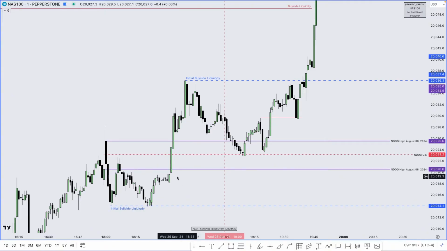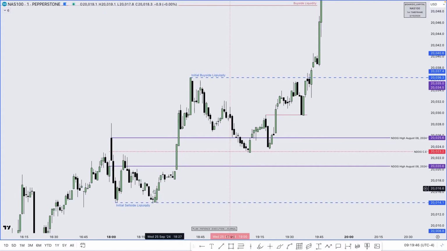Okay, so in this case, we had initial sell side. This is the new day opening gap, new day opening gap low, and you get a new day opening gap high, and you have the CE right here. So a lowest low and the highest high before.